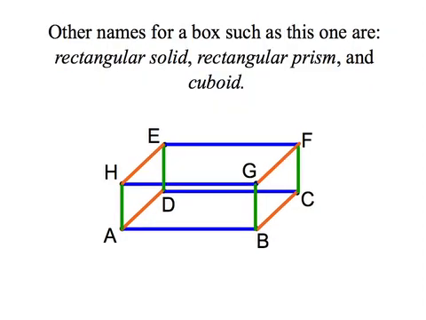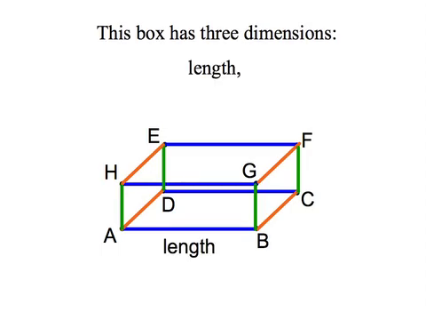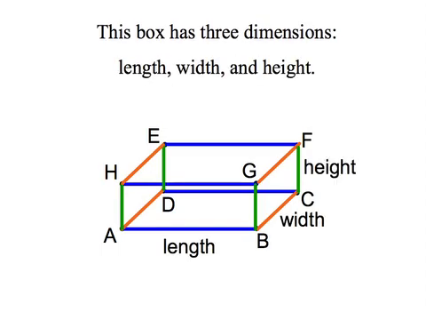Other names for a box such as this one are rectangular solid, rectangular prism, and cuboid. This box has 3 dimensions: length, width, and height. And you'll notice we've colored the edges that are the length blue, the edges that are the width orange, and the edges which represent the height green.